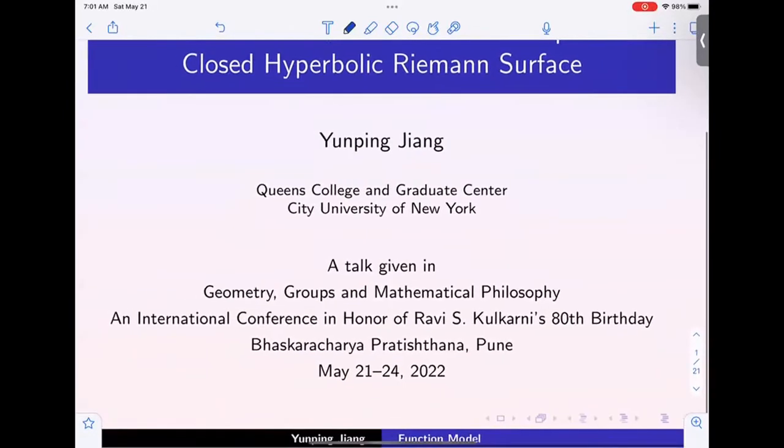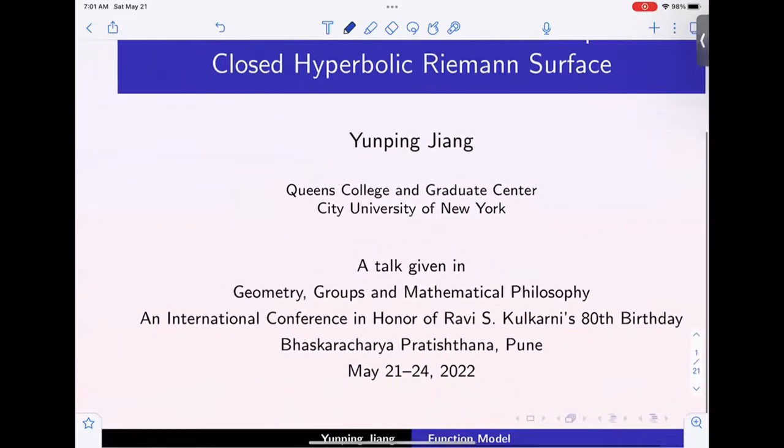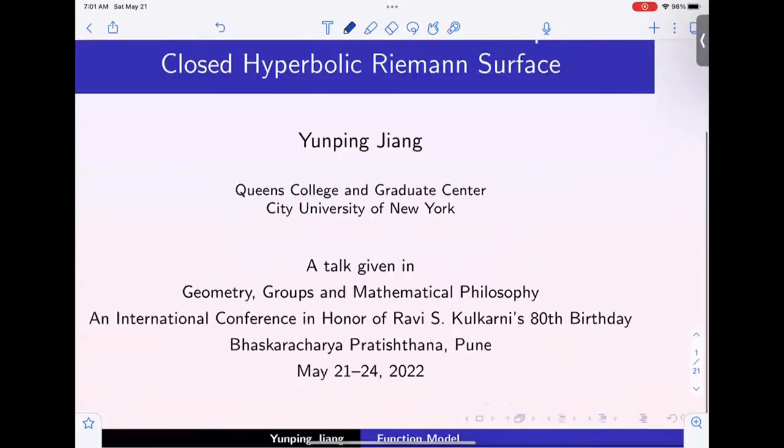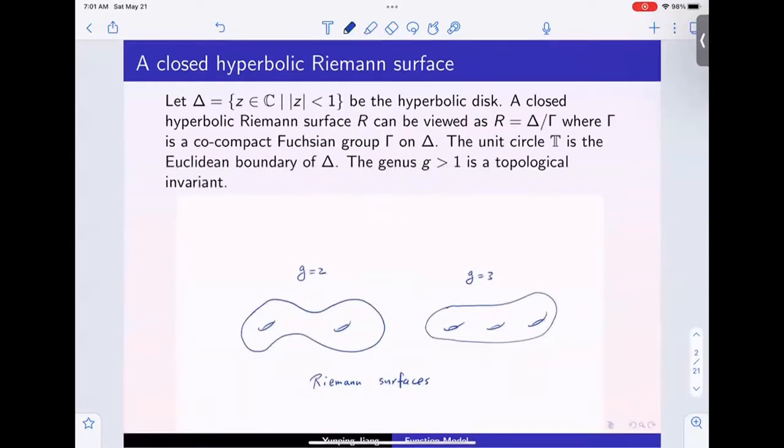My title is a function model for the Teichmüller space of a closed Riemann surface. Let me start. First, let's see what a closed hyperbolic Riemann surface is. You think of the unit disk as a hyperbolic disk with the hyperbolic metric, that is, |dz| over 1 minus |z| squared.